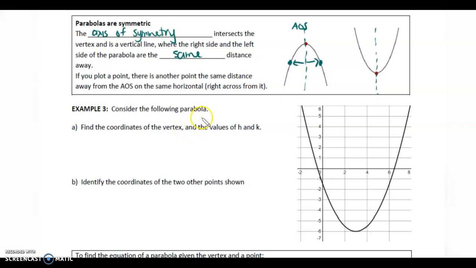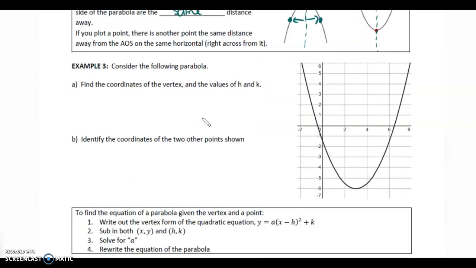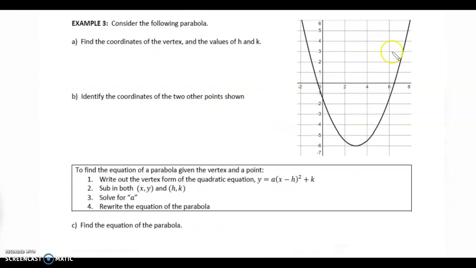Okay, so example 3. Consider the following parabola. So I gave you a graph of a parabola, and I want you to find the coordinates of the vertex and the values of h and k. So the coordinates of the vertex would be, if I identified it, I would say that it's right here. So this number between 2 and 4 is 3, and then -6, right? So the coordinates of the vertex are (3, -6). So 3 is our h, and -6 is our k.